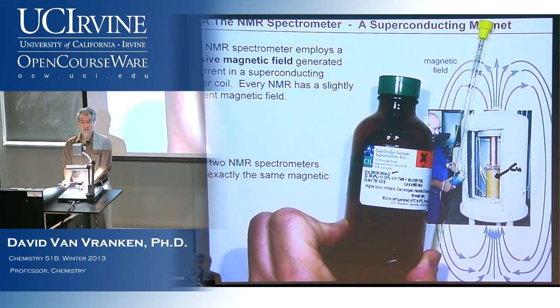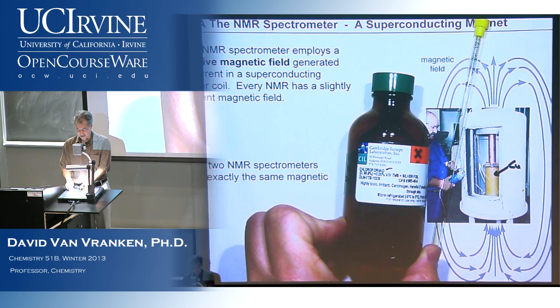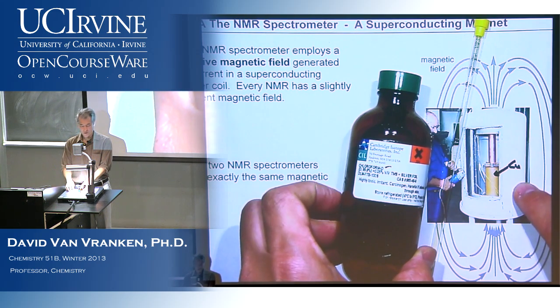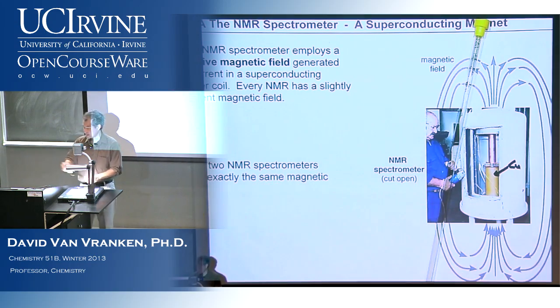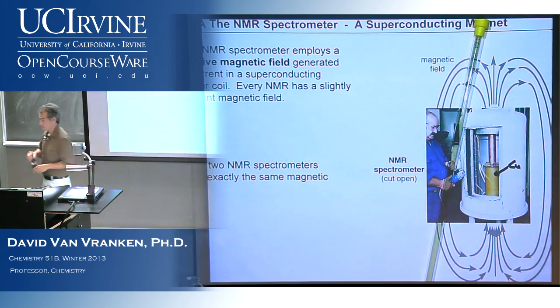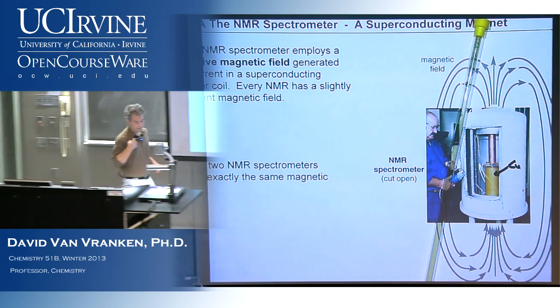There's no protons. This is chloroform, CHCl3, but they've taken off the H and put on a deuterium. You don't want to put a solvent with protons in an NMR magnet, because then all the protons in the solvent will absorb all the signal. So we use deuterated solvents with deuteriums for NMR, almost exclusively. Okay, so that's NMR. It's a big magnet.